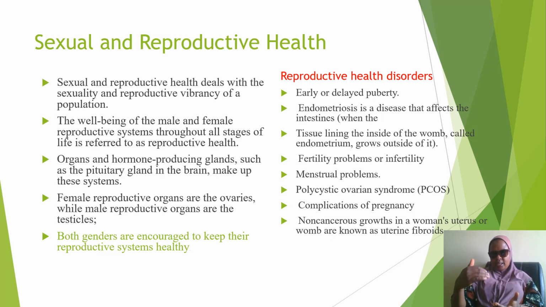We have early or delayed puberty. Some girls see their menses at around 10, while some others see it even at 18. Endometriosis is a disease that affects the intestines. When the tissue lining the inside of the womb, called endometrium, grows outside of it. So the womb has a lining called the endometrium. When this endometrium grows outside the womb, then it is called endometriosis. It prevents a woman from getting pregnant, and it's a very serious issue.